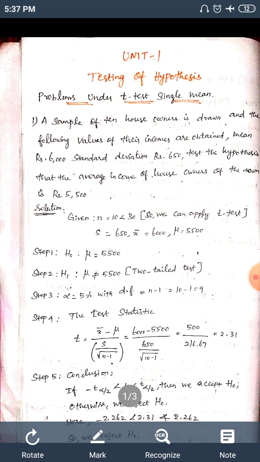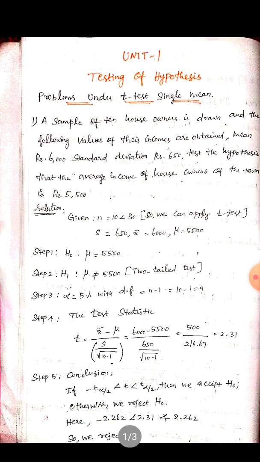Step 4 is the test statistic formula: t equals x bar minus mu divided by s divided by root of n minus 1. This is the formula for the t-test. Here x bar equals 6,000 and the population mu is 5,500. The standard deviation is 650 divided by root of n minus 1, where n is 10. Substituting, the value will be 2.31.